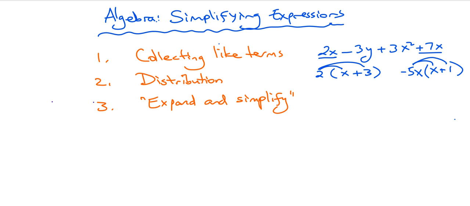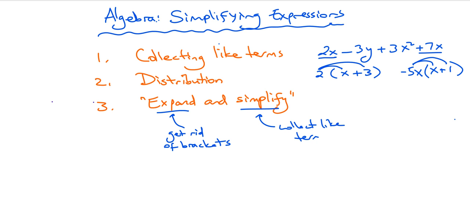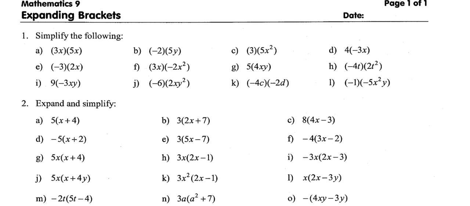You'll get a complex looking statement, and then you will do the distribution, do that multiplication to get rid of brackets. That's the expand. So expand is get rid of brackets. And then once there are no more brackets, you can simplify, which is collecting like terms. In this video, I'm going to show you some examples from our booklet. First, this is page 7 of the booklet. It doesn't matter if the page number is different. I'll do a few examples from here.